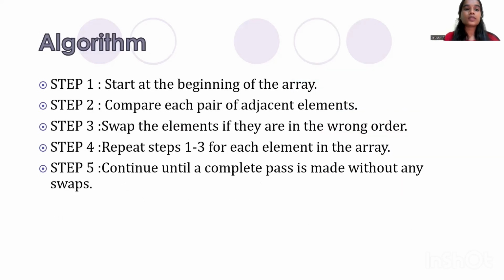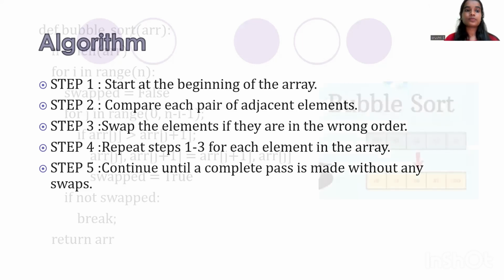Here is the algorithm. It starts at the beginning of the array, compares each pair of adjacent elements, and swaps the elements if they are in the wrong order. And then it repeats the same thing until the array gets sorted.